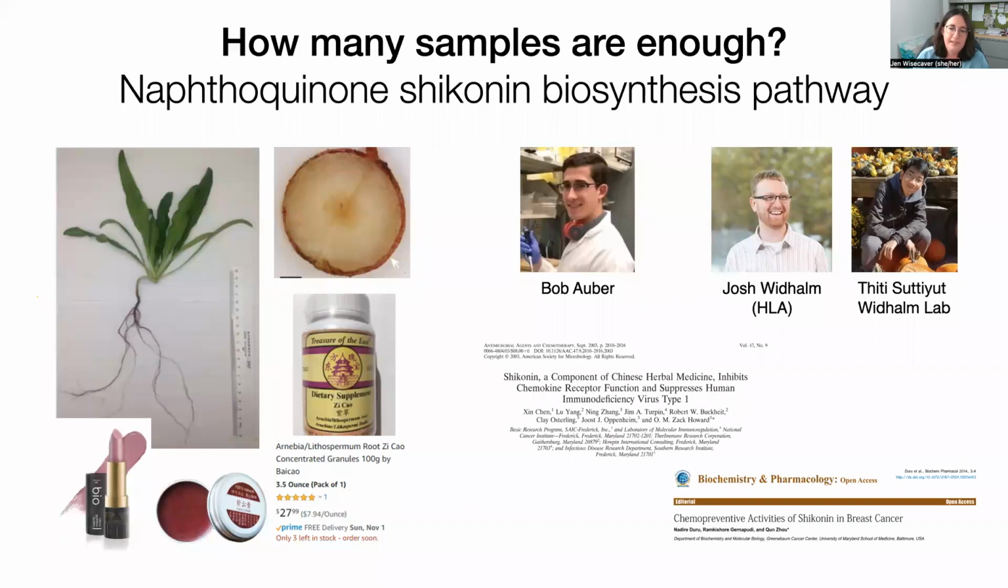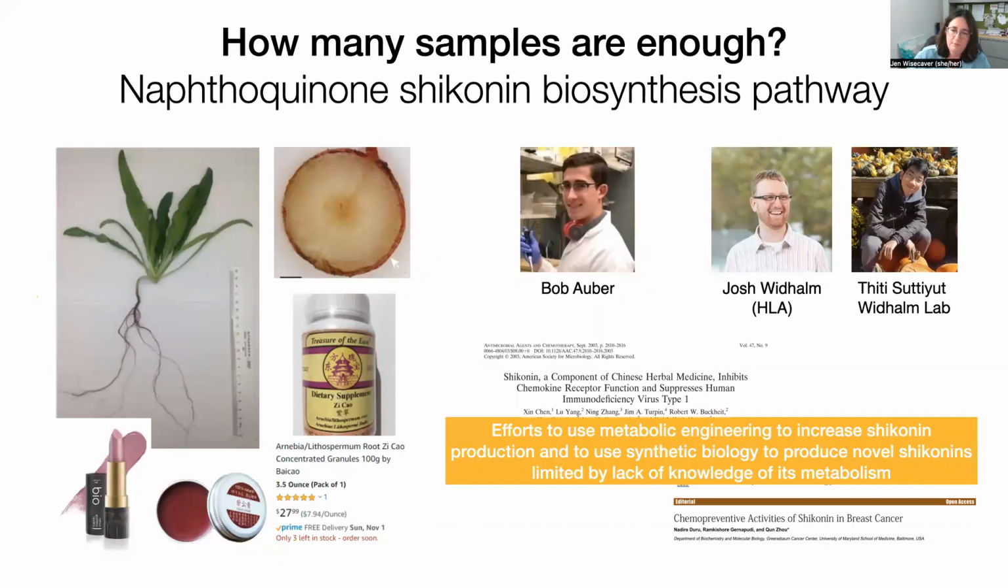And recently its function, its activity as an anti-inflammatory and other drug activities has been of interest because it's been shown to perhaps suppress HIV and breast cancer activity. So there's lots of interest on the applied side of trying to get to the bottom of the Shikonin biosynthesis pathway, trying to metabolically engineer it to perhaps increase Shikonin production or apply synthetic biology approaches. But we're hampered by the fact that we don't know much about the genes that actually underlie this pathway in the plant itself.